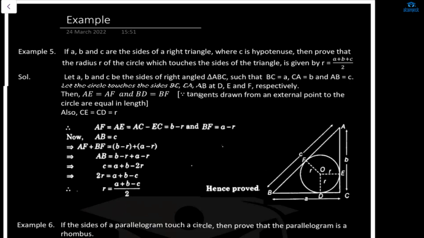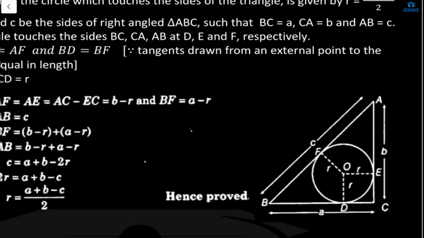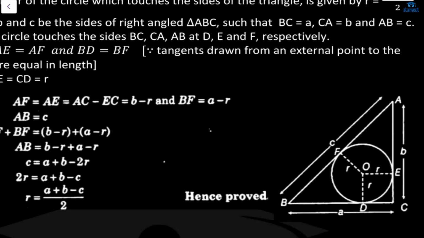R is equal to (A plus B plus C) by 2. And here A, B, C are the sides of the right angle triangle. C is already mentioned as the hypotenuse, and one of the sides you can choose as A, and the other can be chosen as B. Now AB will be the tangent, BC will also be the tangent, AC will also be the tangent.